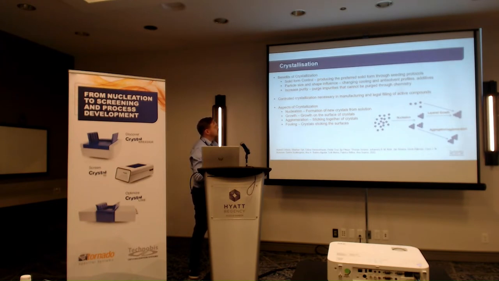Increased purity, so purging impurities. There are cases where impurities have been unable to be purged through the chemistry, where you need to do a certain chemical step that produces them as a byproduct. Through a controlled crystallization or use of salts or co-crystals, you're able to remove and get rid of those impurities. Controlled crystallization is also necessary for your manufacturing, as well as your legal filings on active compounds. If you want to start producing material, you need to show your regulator that you are going to produce the same thing every time. If you're producing tons of material, you're not going to test every ton. You need several small tests, and that will prove that you'll be making the same thing every time.